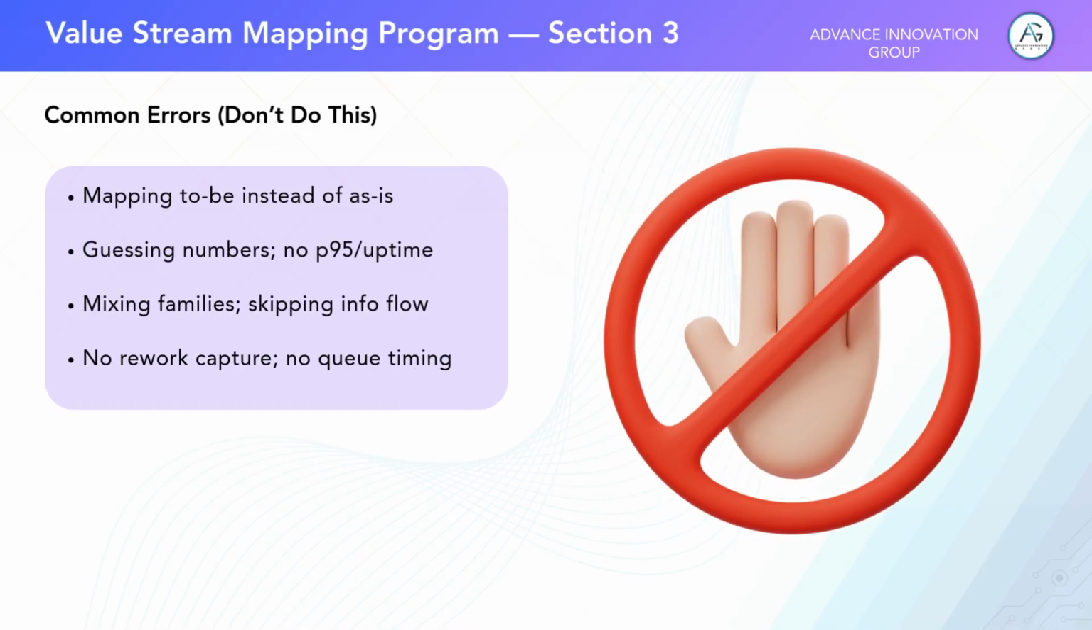These are the most common mistakes teams make during value stream mapping. First, don't map the to-be process. Start with the as-is reality. Second, avoid guessing numbers. Always use verified data like P95 cycle time and uptime. Third, don't mix product or service families and never skip the information flow. Finally, don't overlook rework loops and queue times. Missing these leads to an incomplete map. Remember, accuracy and honesty make your current state map valuable.